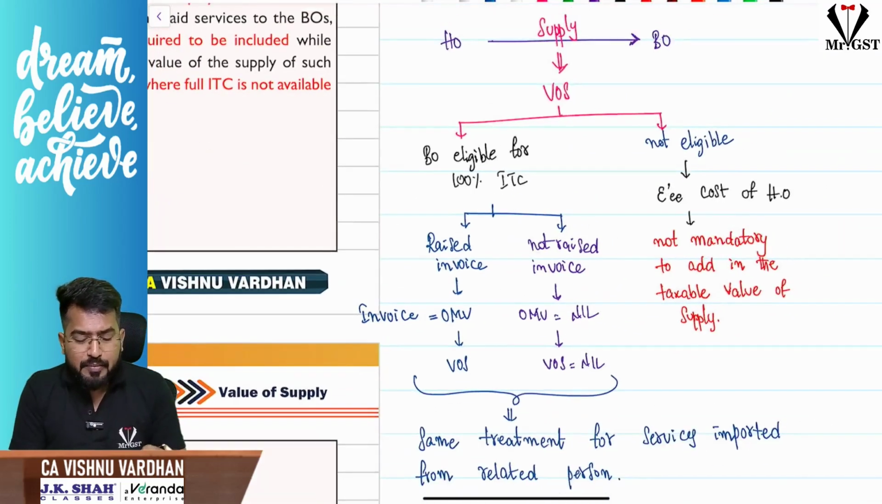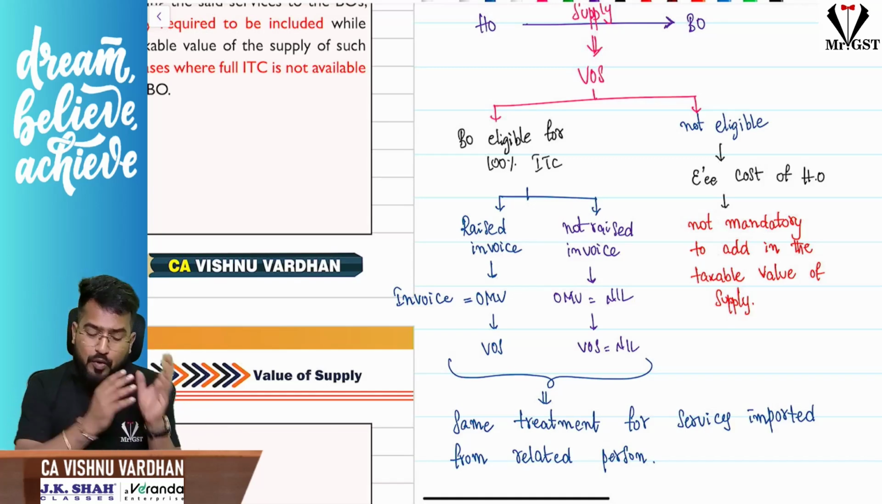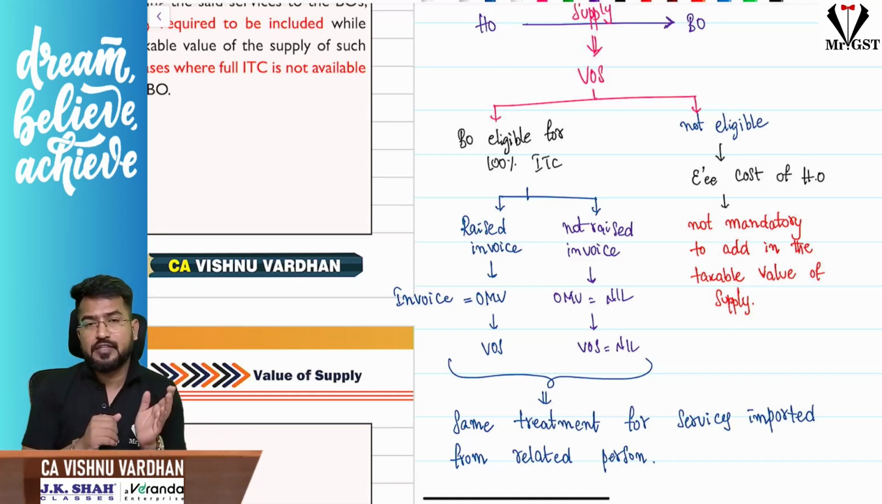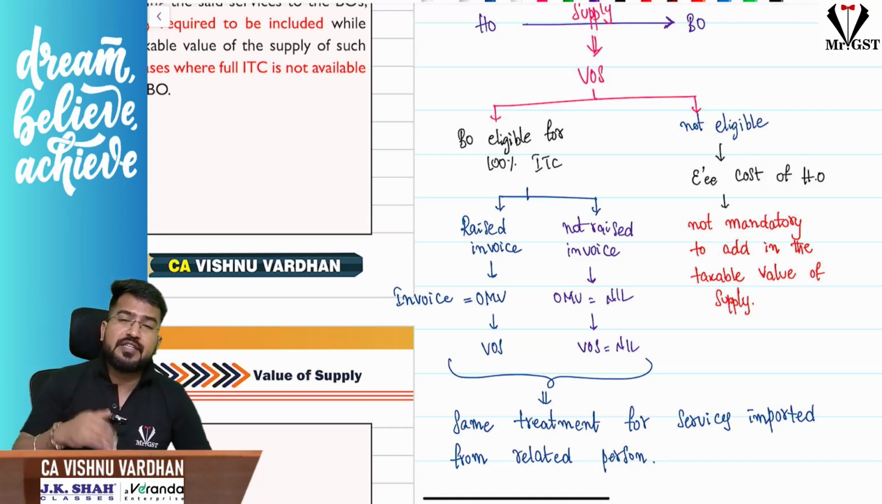Please understand, if the branch office is eligible for 100% ITC, and if an invoice is raised, well and good. Whatever the invoice is, that itself will be taken as the open market value, and that will be the value of supply. Sir, what if we have not raised an invoice for the services provided to our branch offices?